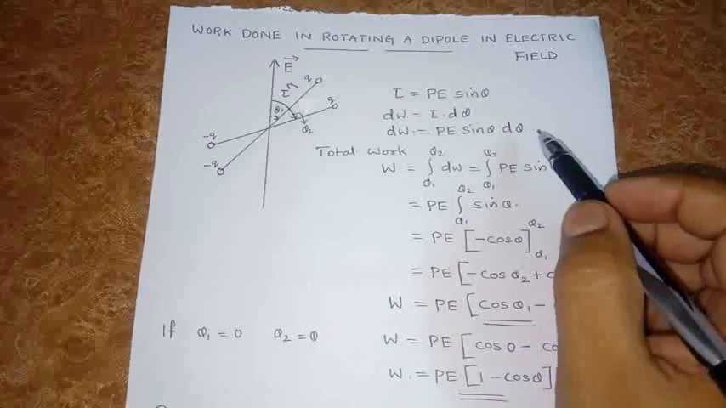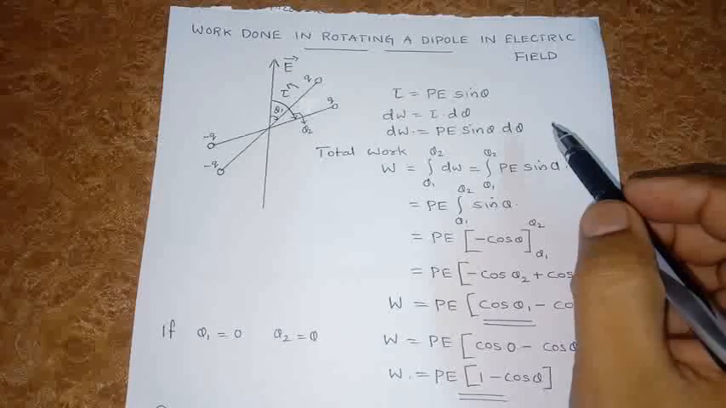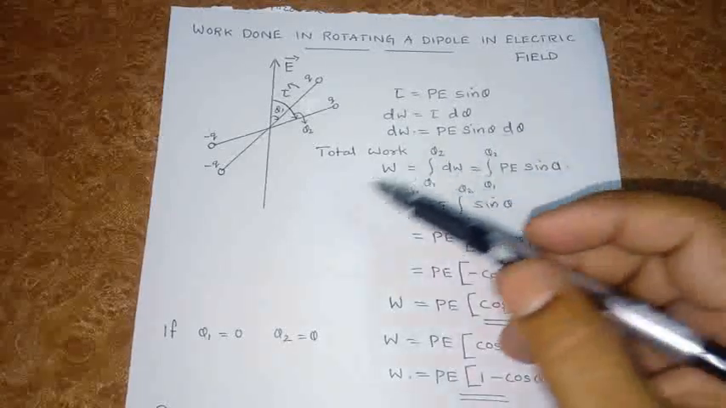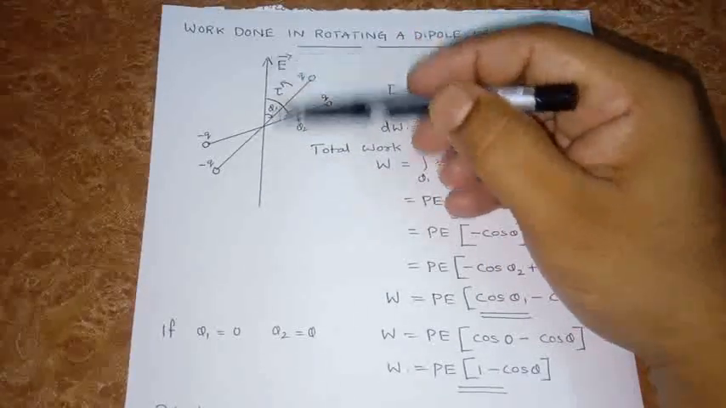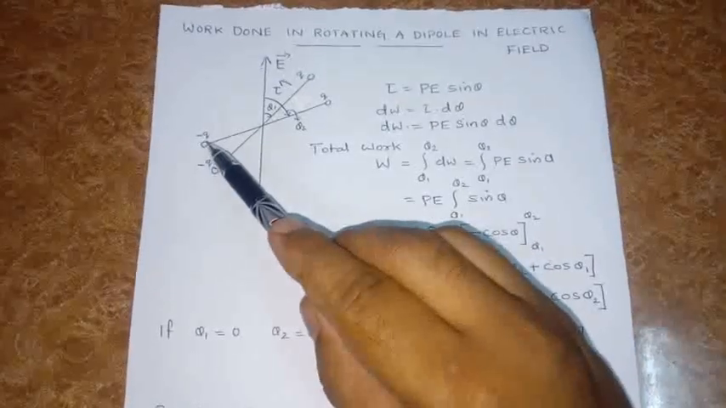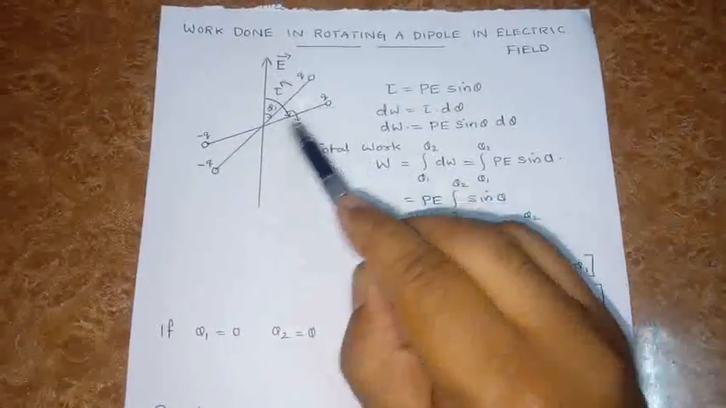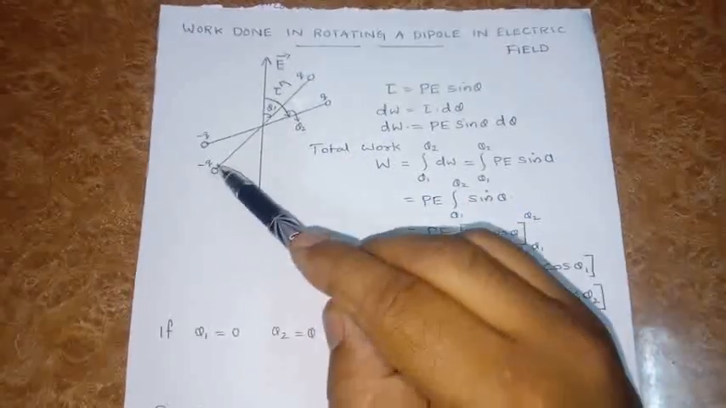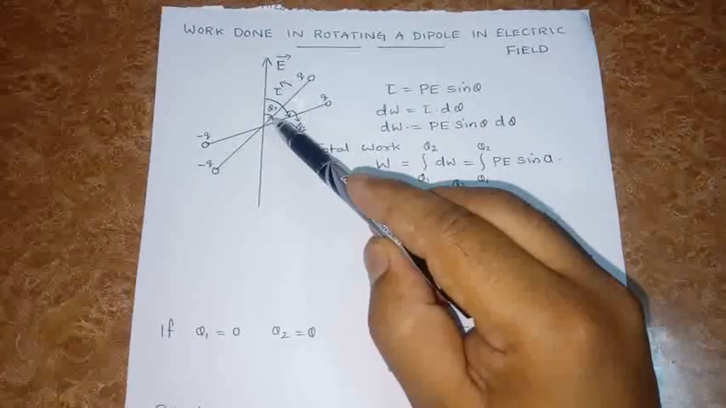In this video, we can discuss the work done in rotating a dipole in an electric field. Let us consider a region of uniform electric field represented by this arrow or this electric field line, in which a dipole is placed. Minus q charge and plus q charge separated by a small vector distance is called a dipole. A dipole is placed at an angle theta 1.